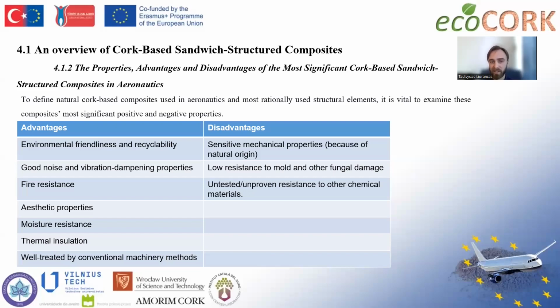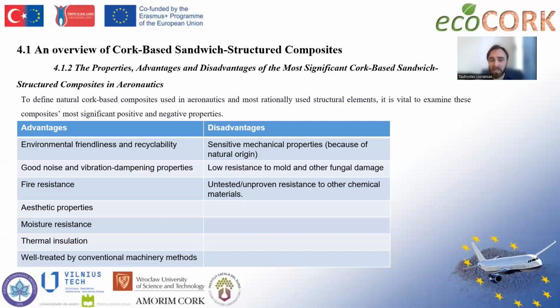However, there are some disadvantages. For example, cork material has sensitive mechanical properties. It is because of its natural origin. So depending on the tree, depending on the season, depending on various environmental factors, you may have different properties in a similar material. Another disadvantage is low resistance to mold and other fungal damage.